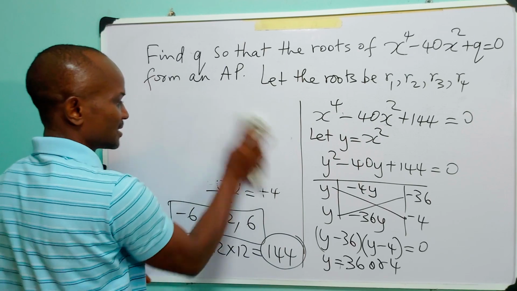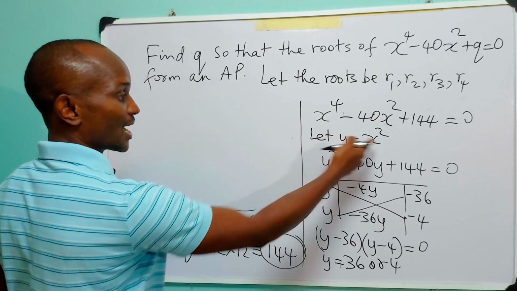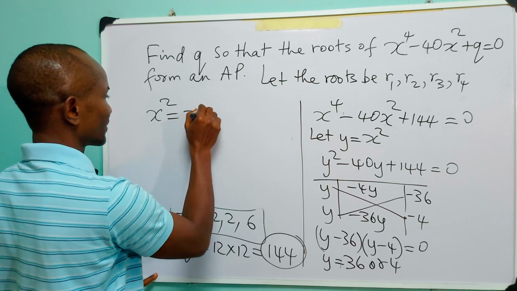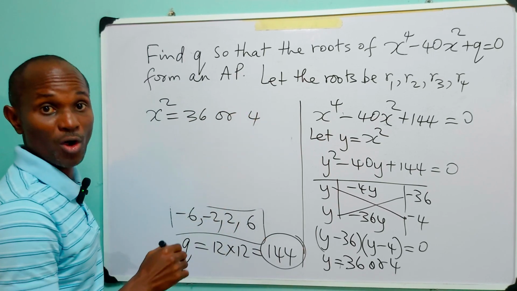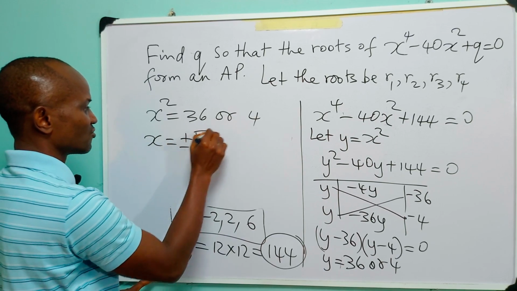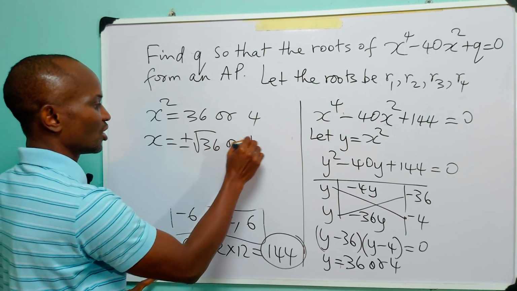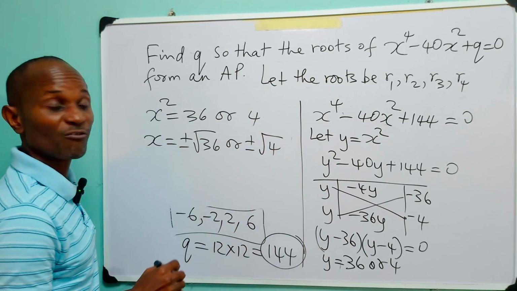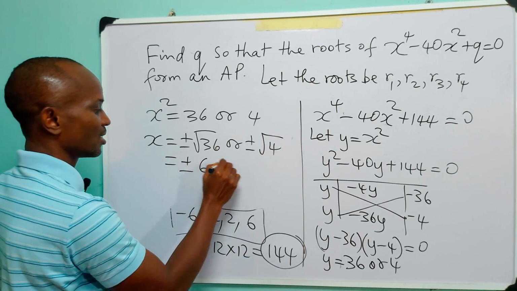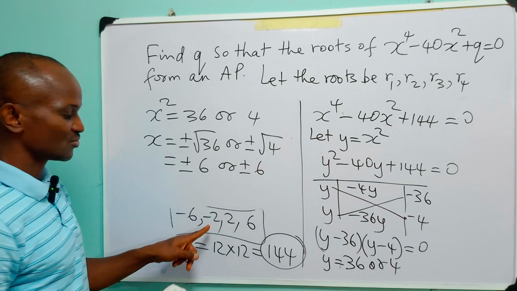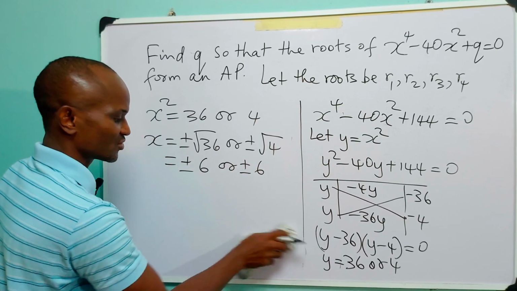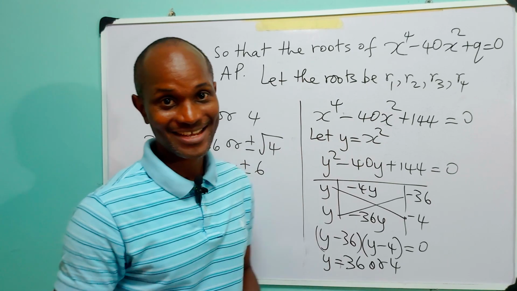But then you remember the substitution we did, that y is equal to x squared. So we have x squared is equal to 36 or 4, which means that x is equal to plus or minus root 36 or plus or minus root 4. So x is equal to plus or minus 6 or plus or minus 2, which is exactly what we got. So that brings us to the end of this exercise.